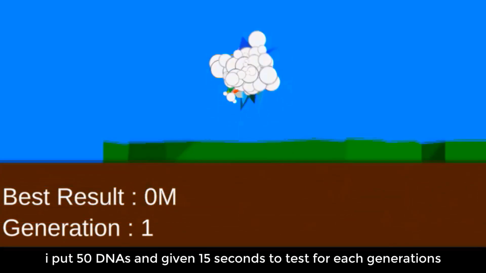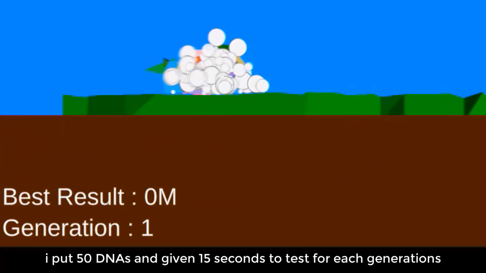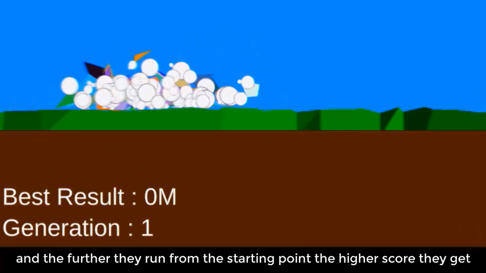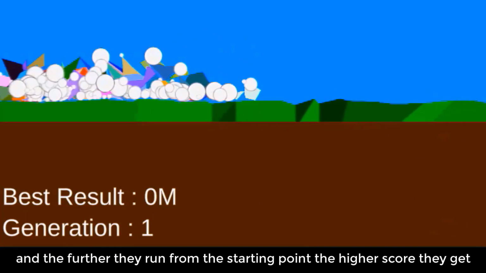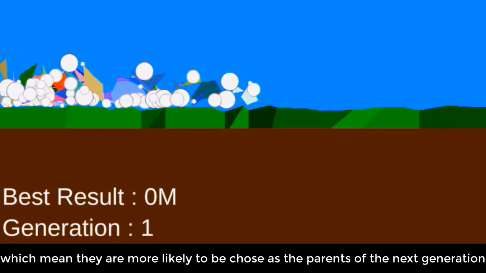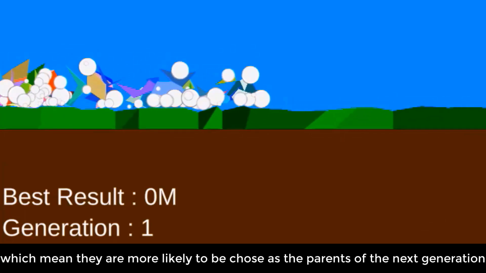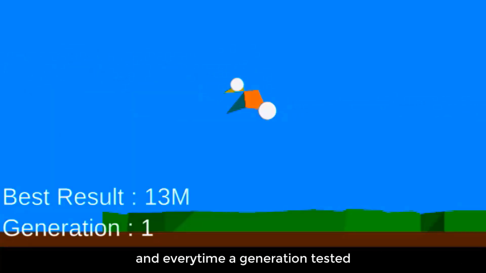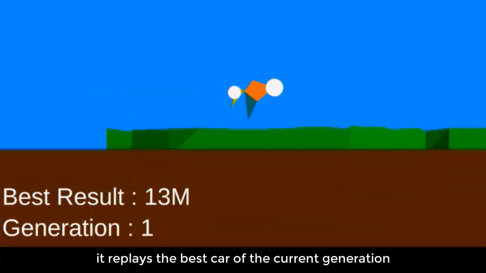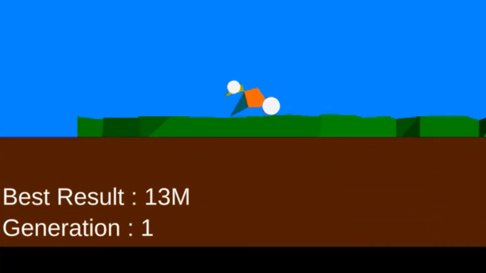I put 50 DNAs and gave 15 seconds to test for each generation, and the further they run from the starting point the higher score they get, which means they are more likely to be chosen as the parents of the next generation. And every time a generation is tested, it replays the best car of the current generation.